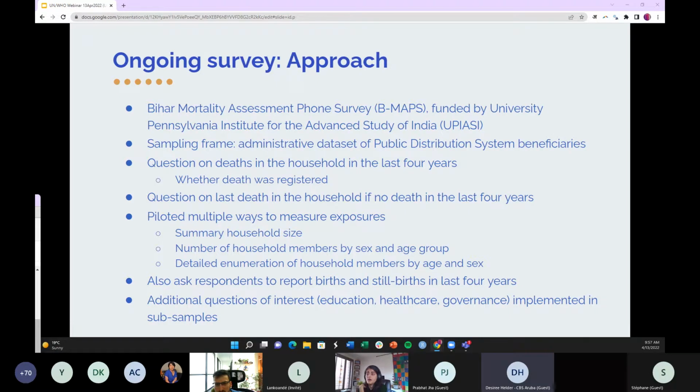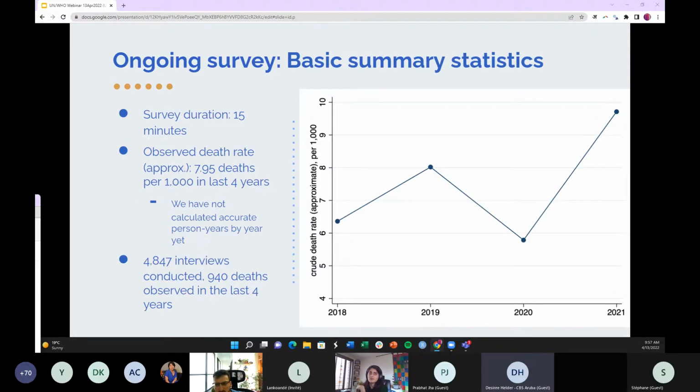And there are some additional questions of interest on education, healthcare, access, and governance implemented in subsamples. At the time, and this speaks more to the phone surveys more broadly, we are currently seeing an average survey duration of about 15 minutes. What we are finding right now, and we're still only halfway done, is that the observed death rate is approximately 7.95 per thousand in the last 4 years.